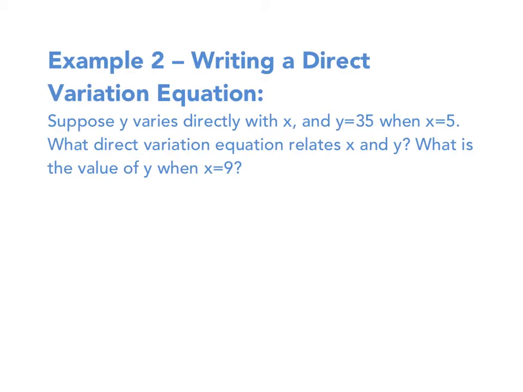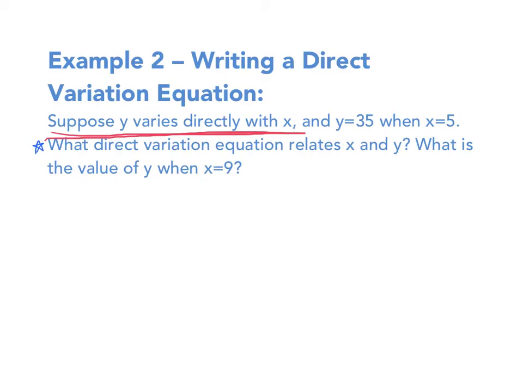Sometimes we're going to have word problems, of course. So example 2, we're going to write our own direct variation equation. Suppose y varies directly with x. Whenever you see that, you know it will be a direct variation. You don't have to figure it out. And y equals 35 when x equals 5. What direct variation equation relates x and y? So let's answer this part first.